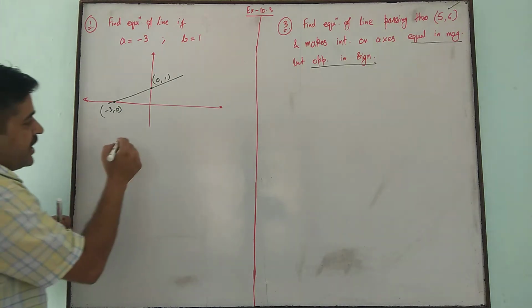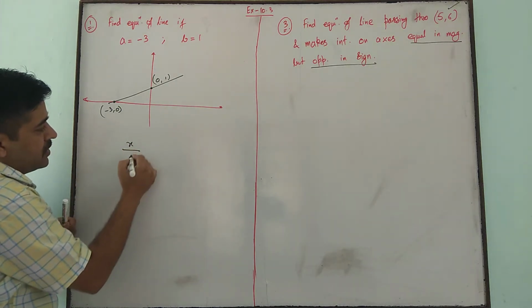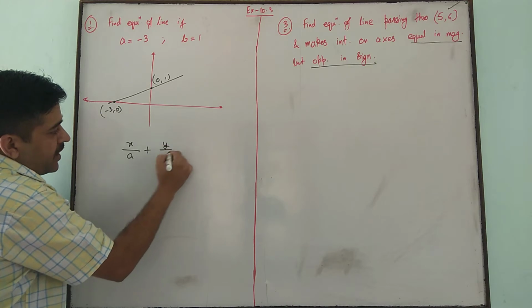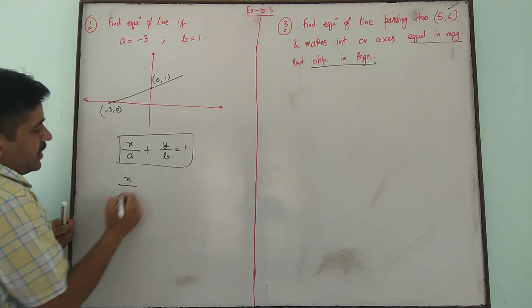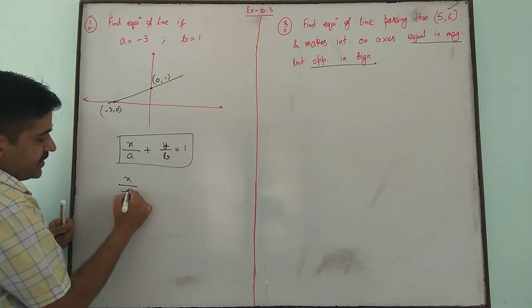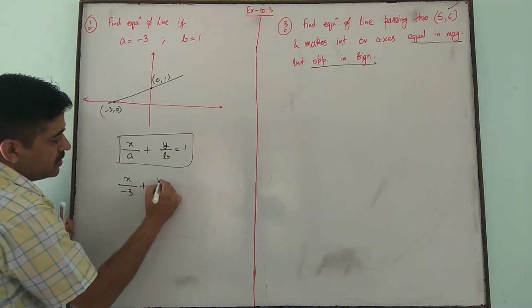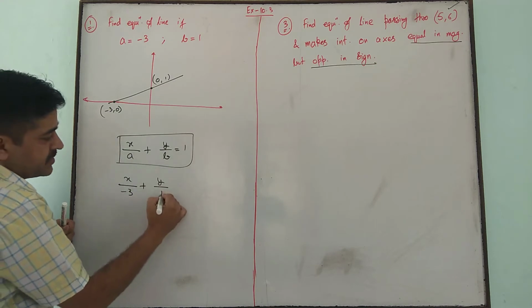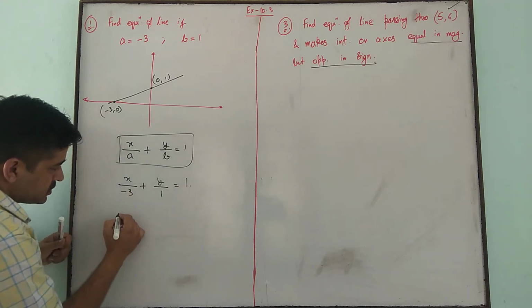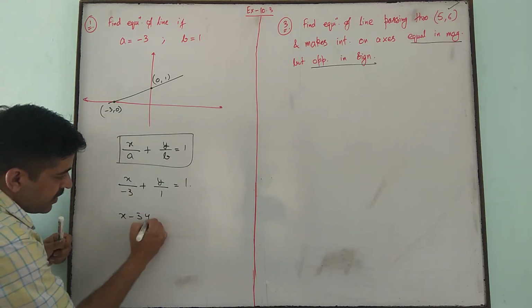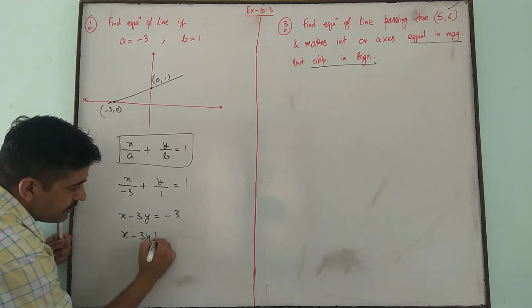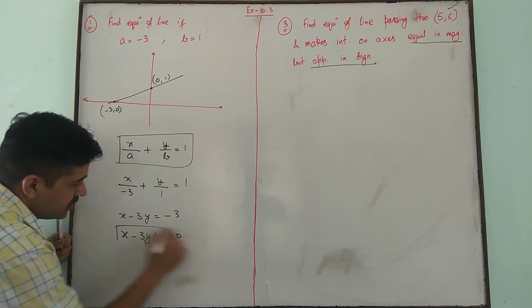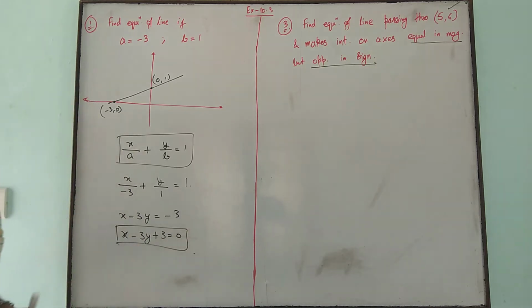So the equation of line is x upon a plus y upon b is equal to 1. A is what? X-intercept, that is given here -3, and b is what? Given here y-intercept is 1. So x minus 3y is equal to -3. So x minus 3y plus 3 is equal to 0 is your required equation of line.